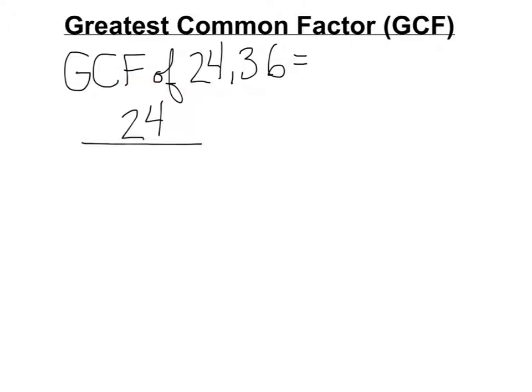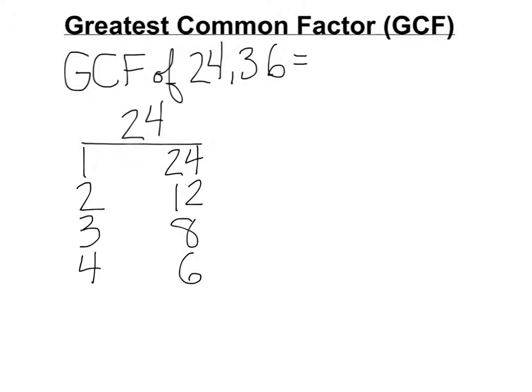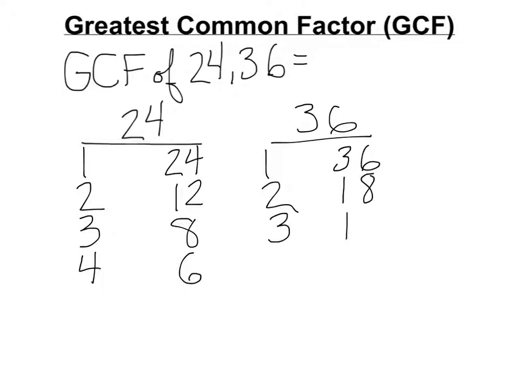So 24, we've already gotten this down. We're just going to copy it real quick here so that we've got an accurate representation of what the work should look like on the homework. And then 36, just copying it from earlier in our notes. 1 and 36, 2 and 18, 3 and 12, 4 and 9, and then 6 on both sides.